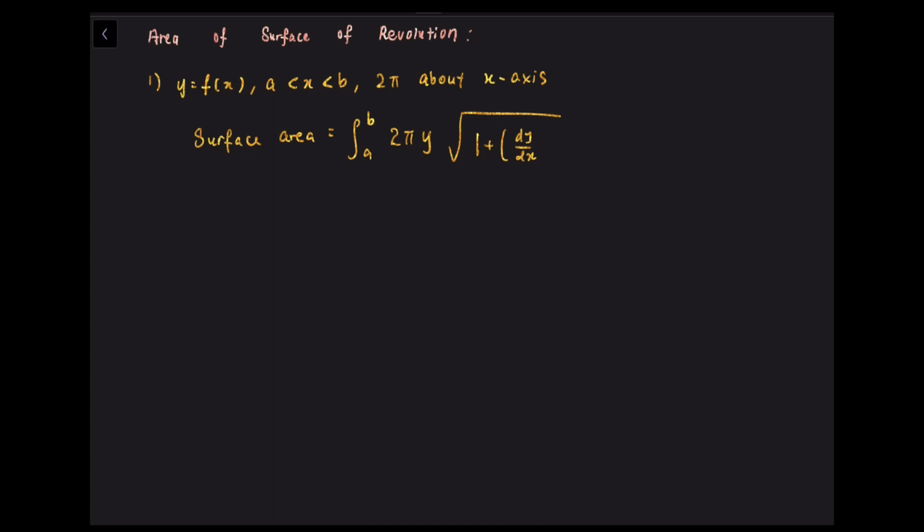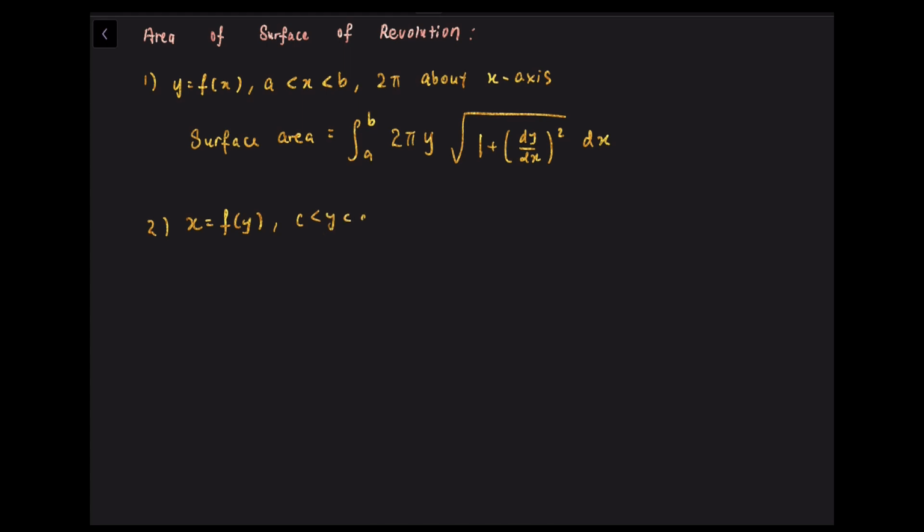And for the function x equals f(y), defined by y between c and d, rotated through 2 pi about the y-axis, the surface area is given by this formula. Integrate between c and d, 2 pi x square root of 1 plus (dx/dy) squared dy.